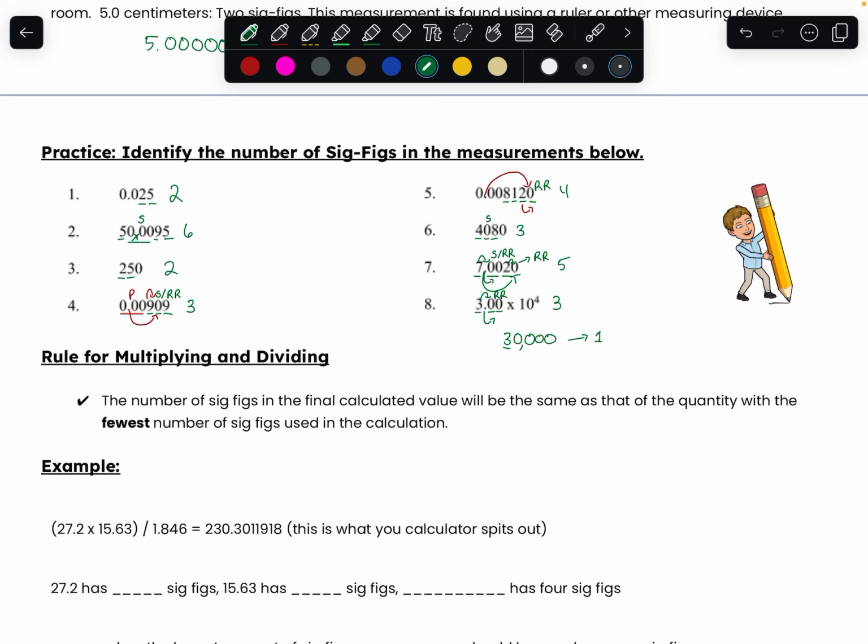The last thing I'm going to go over is the rule of multiplying and dividing. When we're multiplying numbers together, the last thing we need to do with sig figs is be able to report our answer with the proper number of precision or significant figures. So when we're multiplying or dividing, basically the final calculated value will be the same as the quantity with the fewest number of sig figs used in the calculation. So what does that mean?